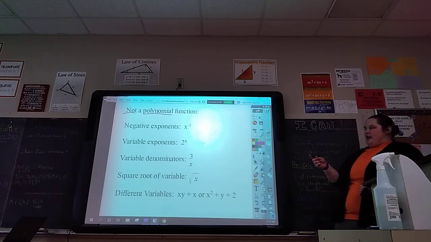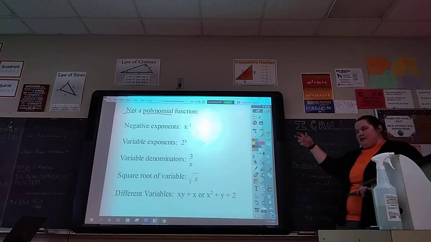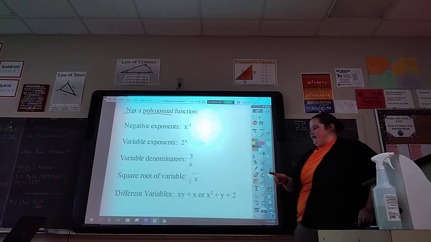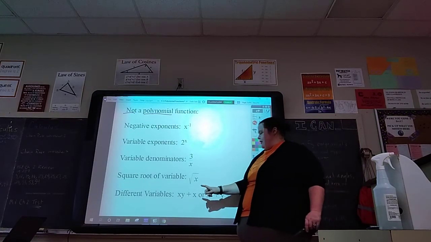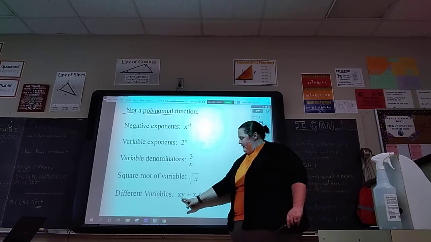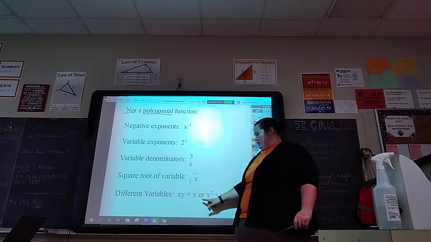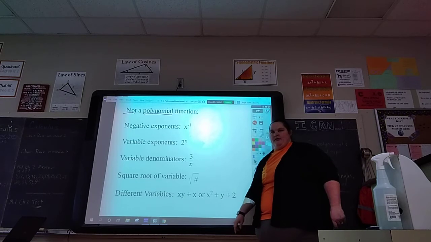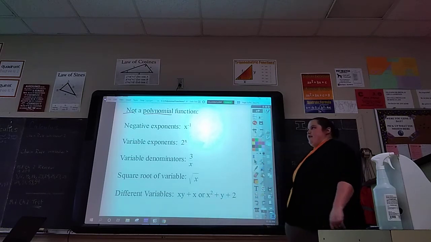So negative exponents you can't have, variable exponents. If you have a fraction, the variable can't be in the denominator. Like you could have x over 3, that's fine, but 3 over x is not. You can't have a square root of a variable, and you can't have different variables in order for it to be a polynomial function. Again, you can't have x's and y's in your equation, whether they're being multiplied together or added together. It has to be x all the way through or y all the way through. You can't have 2 different variables.